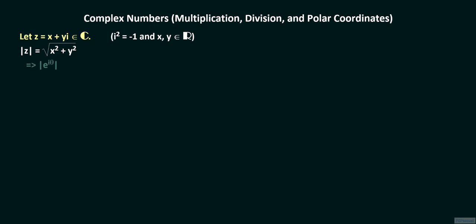As an example, the absolute value of e raised to the power i times theta, or the absolute value of cosine theta plus i times sine theta, is the square root of cosine squared theta plus sine squared theta. Cosine squared theta plus sine squared theta is of course 1, so that the absolute value of e raised to the power i times theta is 1.